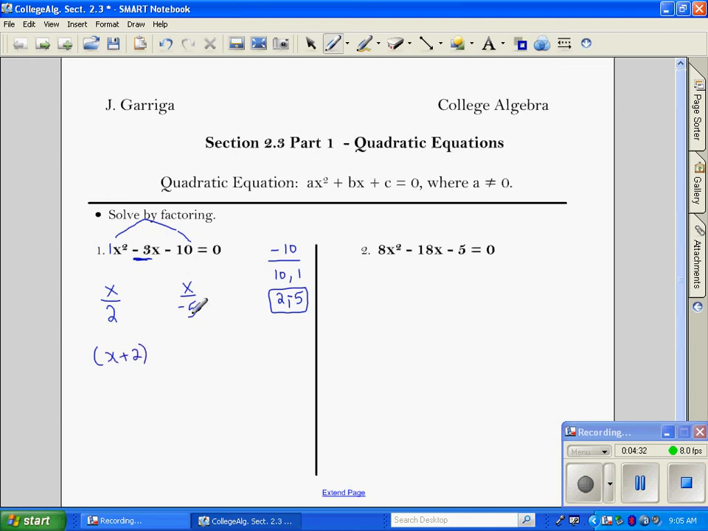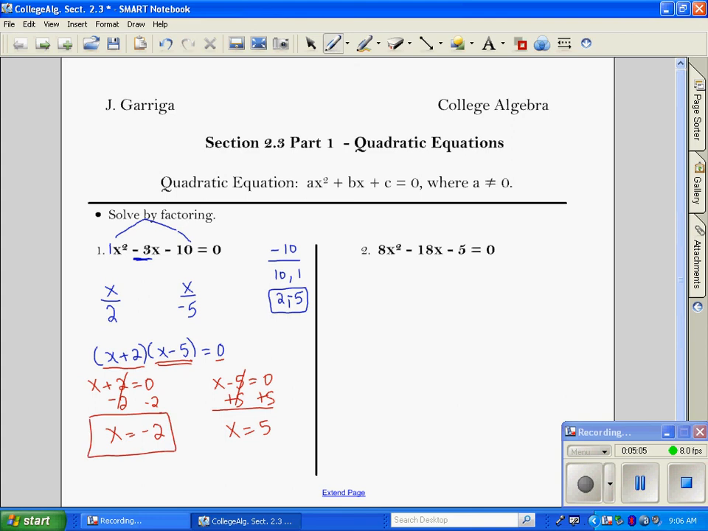And this one is going to be x minus 5 because it's a negative. And I set it equal to 0 just like it is up here. Drop that down. Now I take this first term, x plus 2, set it equal to 0 and solve. And then I take this second one, x minus 5, set it equal to 0 and solve. And we get x by itself, and we get x equals negative 2 and x equals positive 5. That's our solutions. x equals negative 2, x equals positive 5.